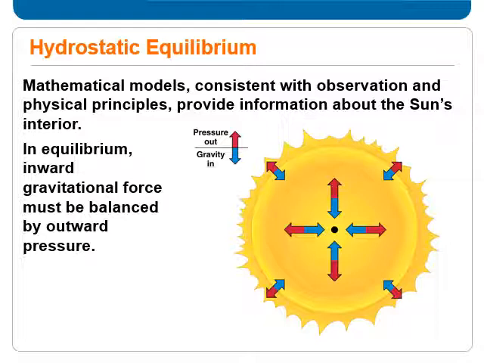Knowing the mass and radius of the Sun, we know the gravitational force that is produced. Since the Sun is in equilibrium, this means we know the amount of force necessary to keep the Sun in equilibrium. The only reactions that can produce the necessary force are nuclear reactions. Since we also know the Sun is primarily made of hydrogen, the reactions occurring at the center must be hydrogen fusion. Mathematical models, consistent with the observation and physical principles, provide further information about the Sun's interior.